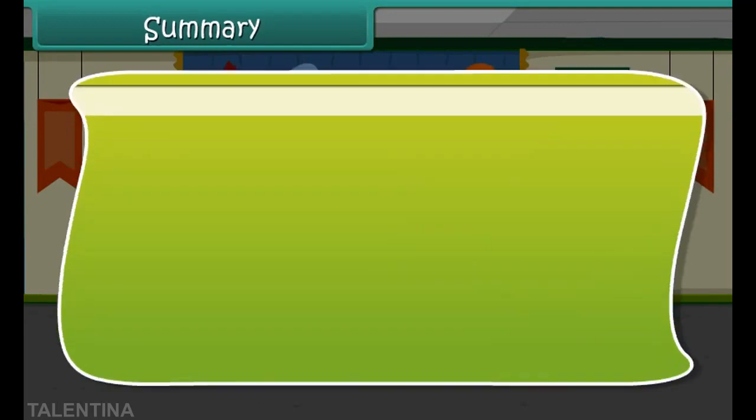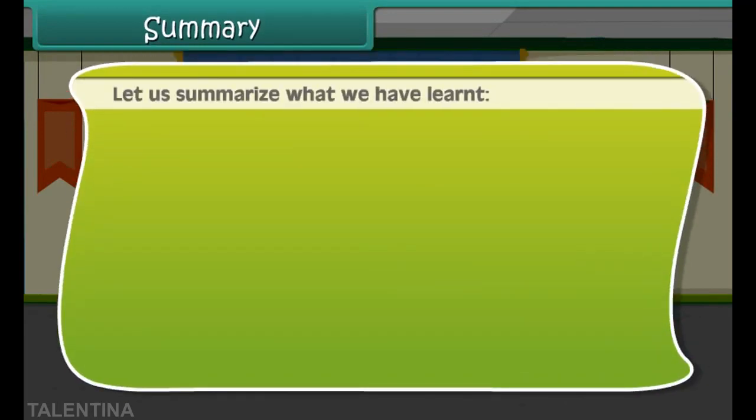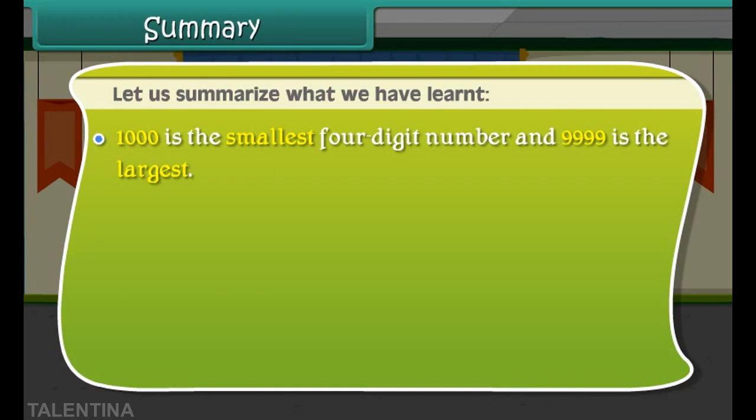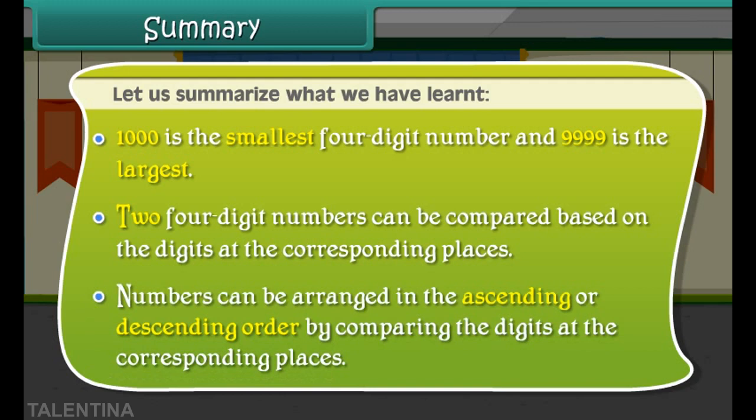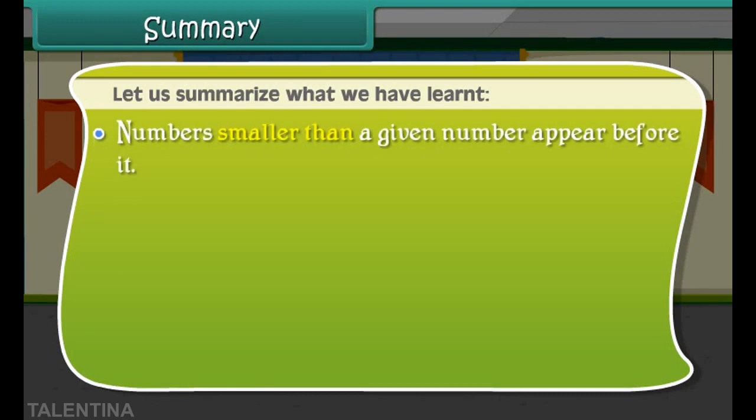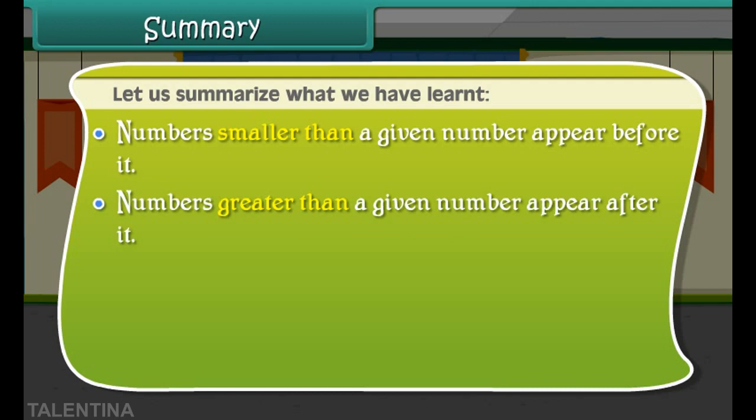Summary. Let us summarize what we have learned. 1000 is the smallest four-digit number and 9999 is the largest. Two four-digit numbers can be compared based on the digits at the corresponding places. Numbers can be arranged in the ascending or descending order by comparing the digits at the corresponding places. Numbers smaller than a given number appear before it. Numbers greater than a given number appear after it. Face value of a digit is the digit itself.